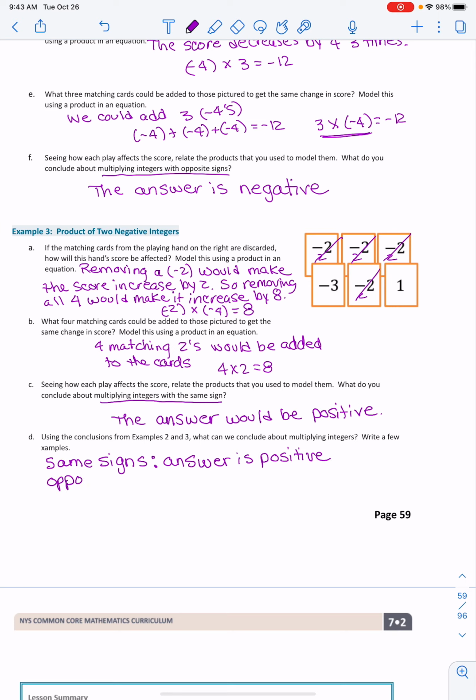Opposite signs, when we multiply them, our answer is negative. And that concludes our lesson.